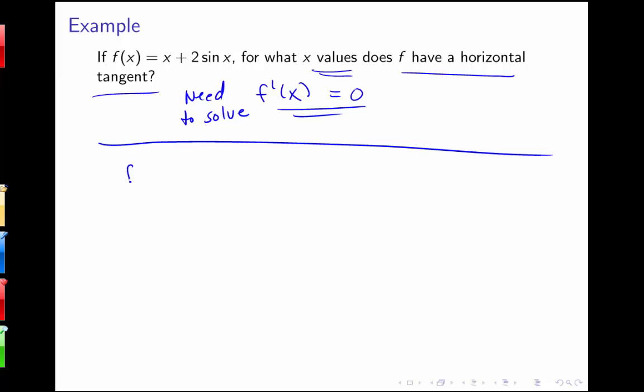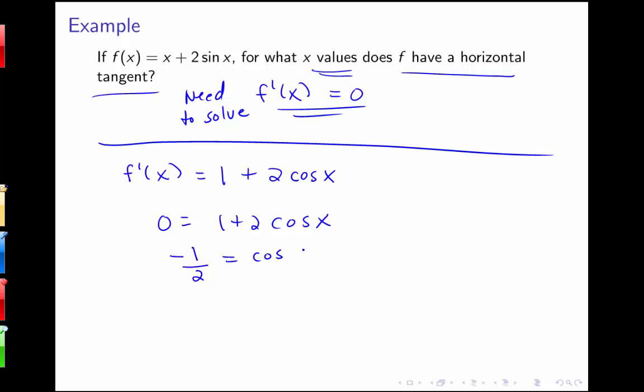So first we're going to have to find the derivative of f. Well, f prime of x will be equal to the derivative of x, which is 1, plus the derivative of 2 sine x, which will be 2 cosine x, since the derivative of sine is cosine. Okay, so here we just need to set this equal to 0 and solve for x. So we notice that this is going to give me negative 1/2 equals cosine x. So this is bringing me back to a trig type problem where I just need to find all values of x where cosine of x is equal to negative 1/2.